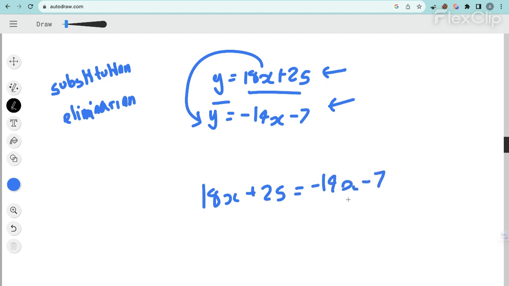Now what you do is you isolate x to find when they equal each other, because this is just saying that these two are the same, which is finding that point in the middle. So now all you've got to do is actually solve the problem. That's just 14x plus 18x, which is 32x. And then 7 minus 25 is -32. So that means your x value is -1.